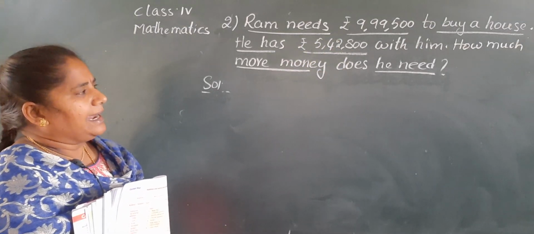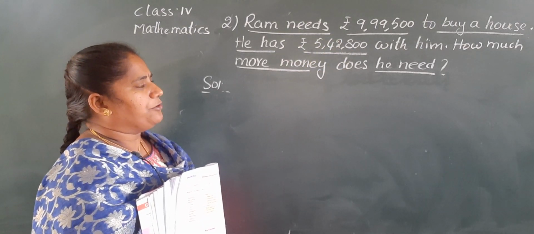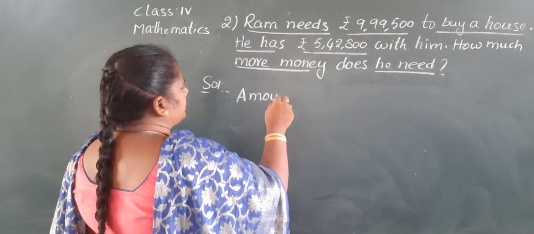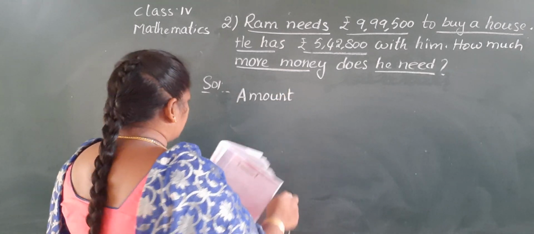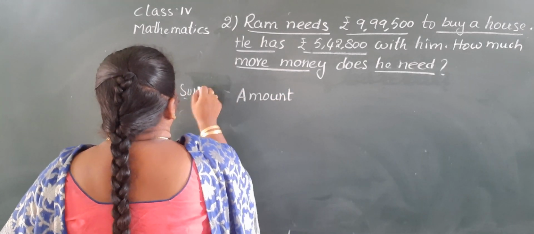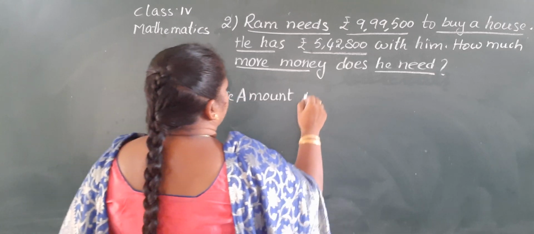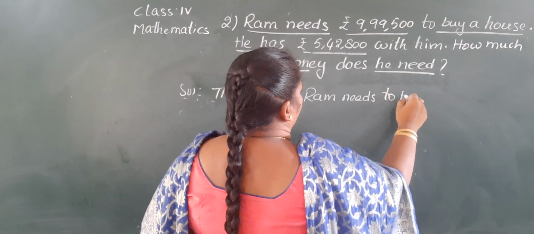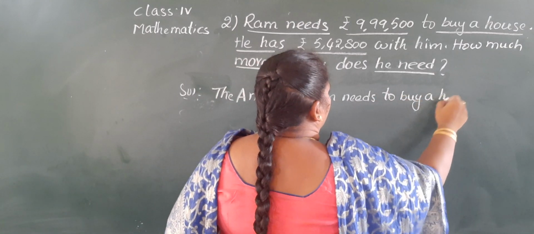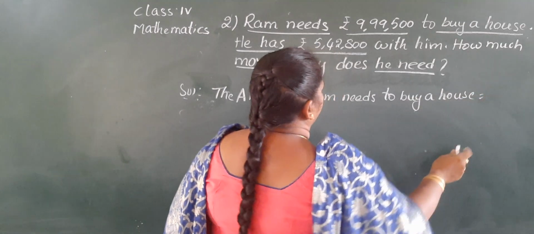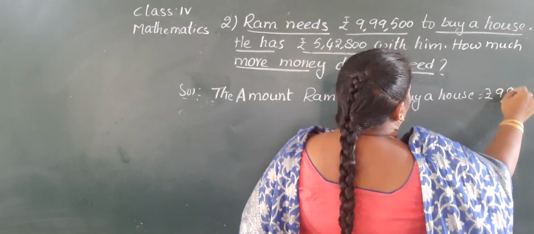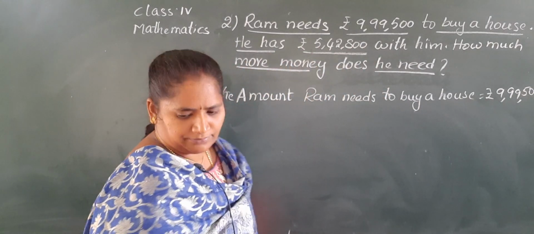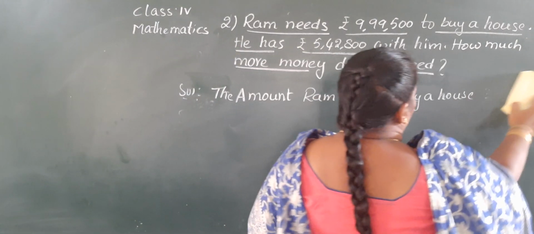Ram needs 9,99,500 rupees to buy a house. So we'll write as a step: amount Ram needs. So write solution here side. The amount Ram needs to buy a house equal to 9,99,500. Can you see the board, Nana? Okay, I'll adjust this.